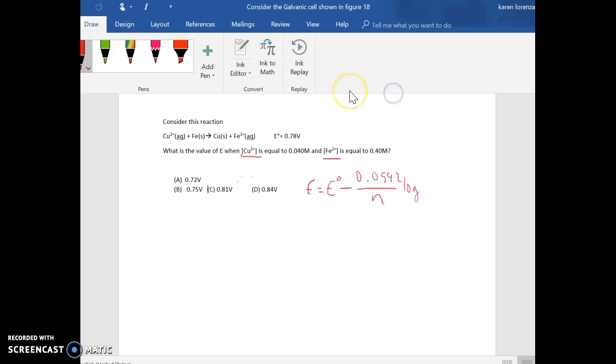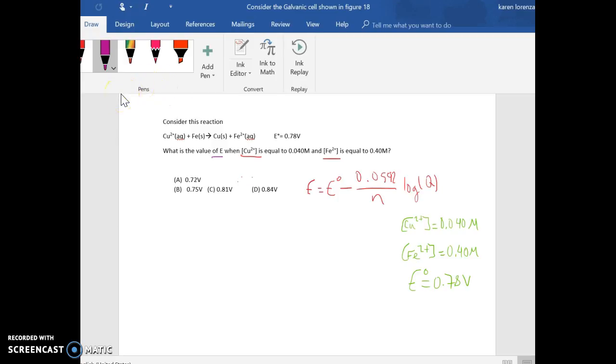This is the same as the other equation we used in previous problems, where instead we used 0.0257 or something like that, and instead of using the log, we used the ln. It's actually the exact same thing, except here we're using the log instead of the natural log. Since they've given us everything for our equation, what we have to do in order to solve for our non-standard EMF is just plug everything into the Nernst equation.